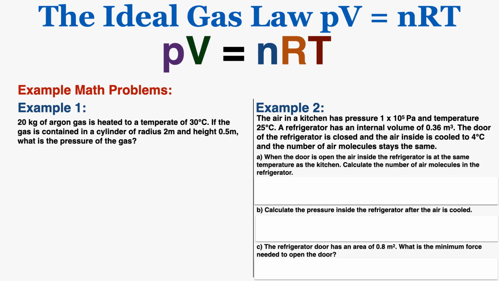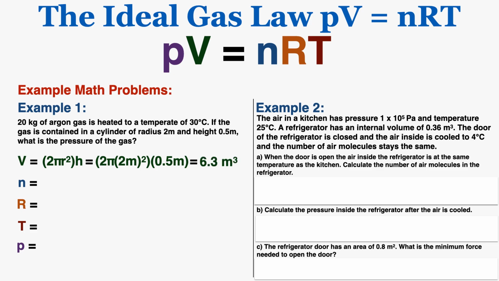These next two examples are math problems instead of graph problems. In example 1, 20 kilograms of argon gas is heated to a temperature of 30 degrees Celsius. If the gas is contained in a cylinder of radius 2 meters and height 0.5 meters, what is the pressure of the gas? I don't even think about it, I just start writing down what I know. The volume is the volume of a cylinder, so this is the equation for that. So the total volume is 6.3 meters cubed.